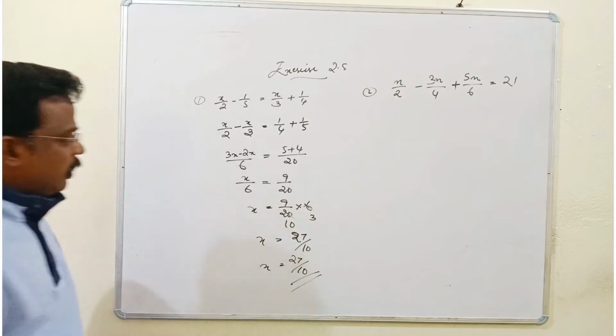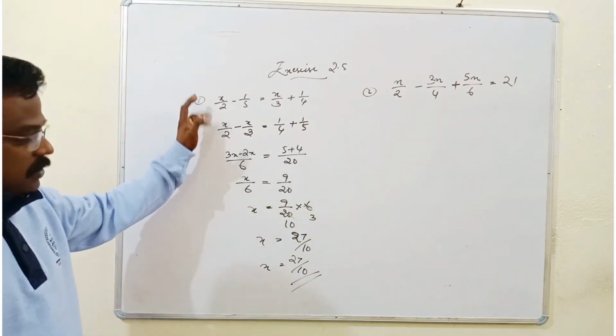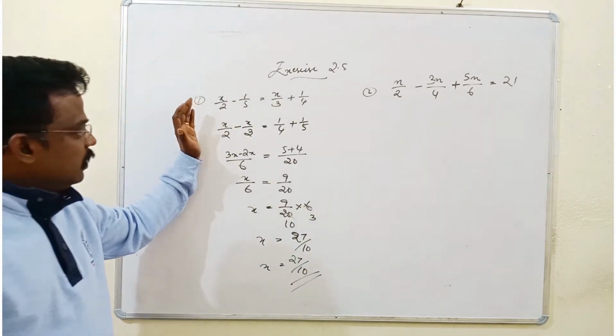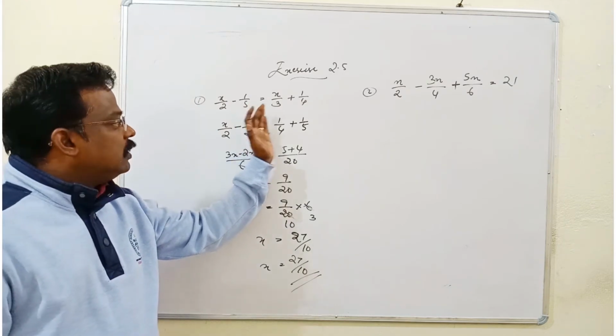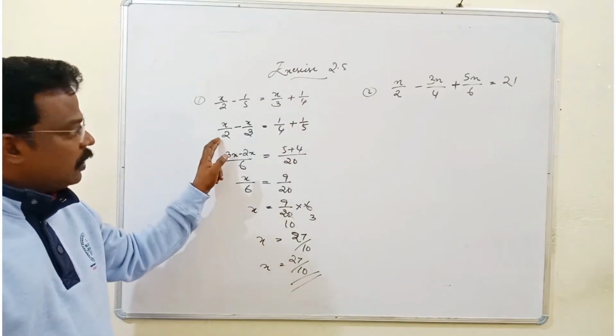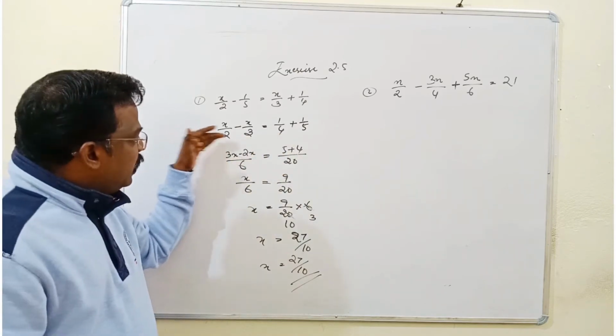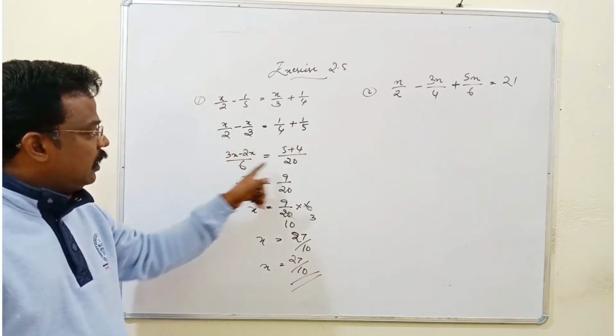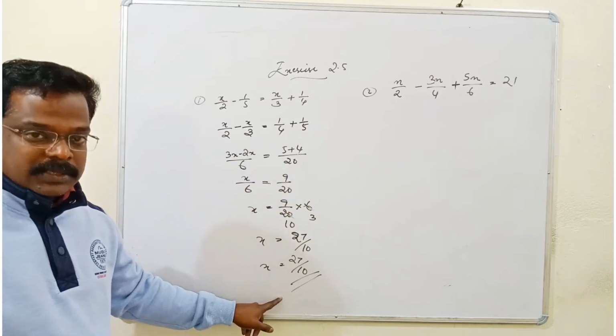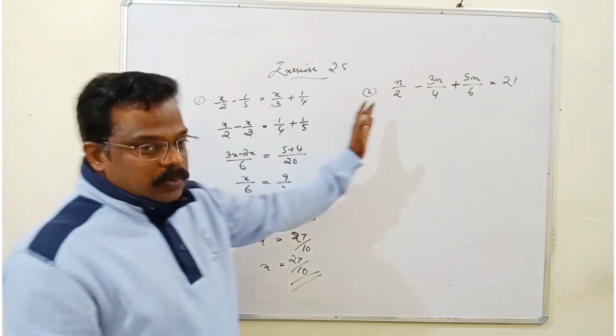Okay. So here the first step is to keep the x terms on one side and the other terms on another side. And when we add or subtract, we have to find the common denominator, that is LCM, for that, and solve it. You will get an answer. Okay, let us take another question.